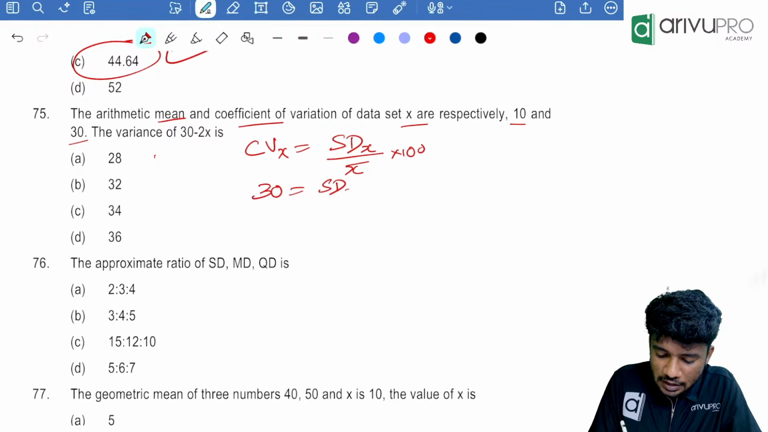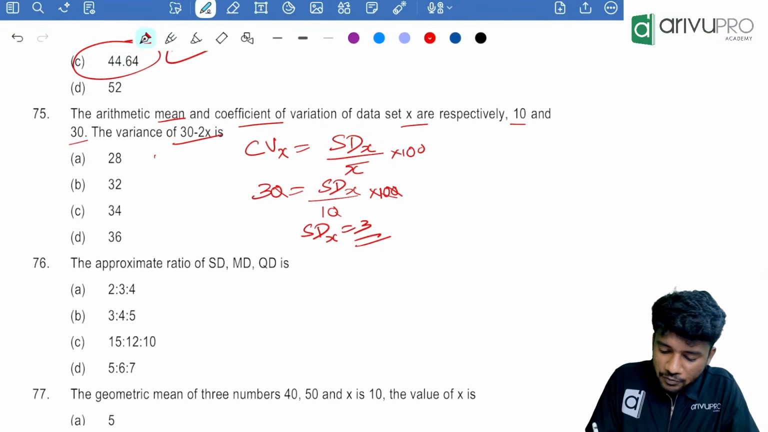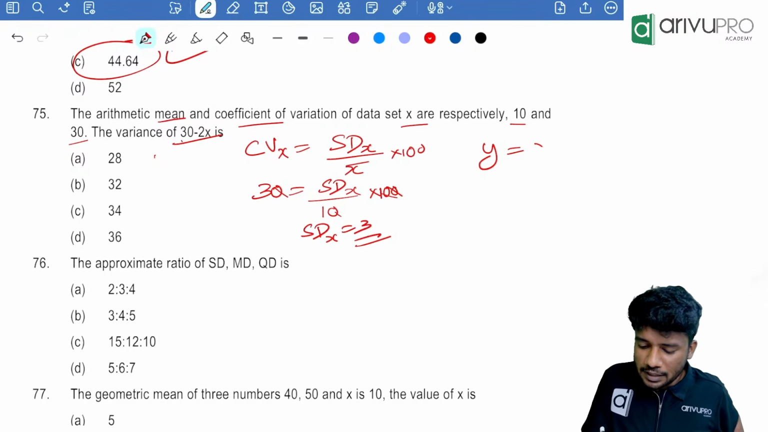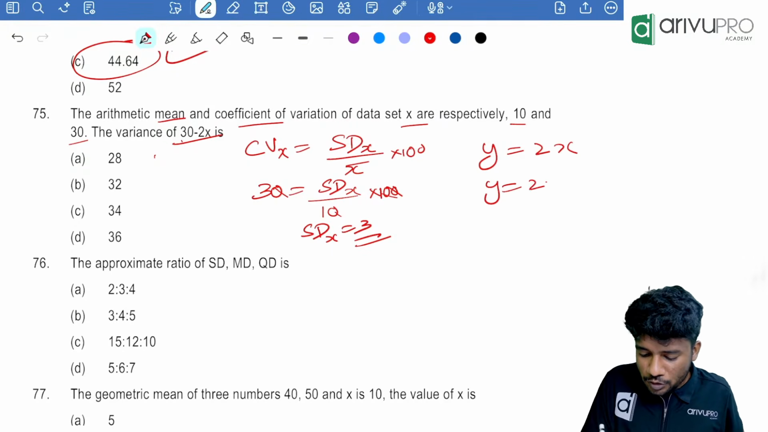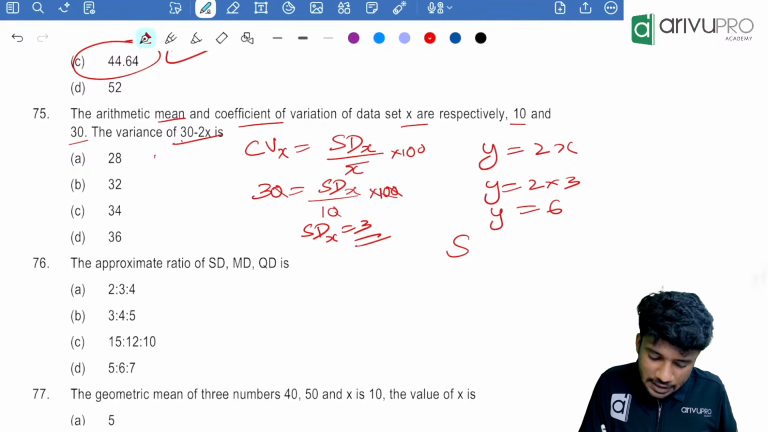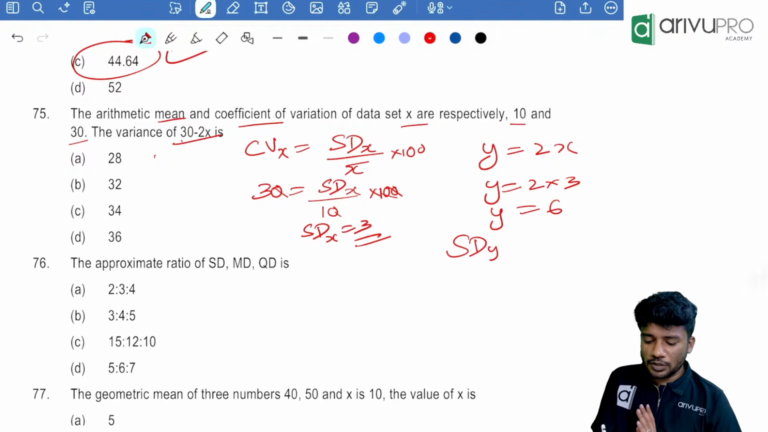We need to find, divided by what? 10 into 100. From here, I got standard deviation of x is equal to 3. Then, we can write it as y is equal to 2x, ignoring the constant value and the negative sign. Y is equal to 2 into 3, which is equal to 6. So, standard deviation of y is equal to 6.